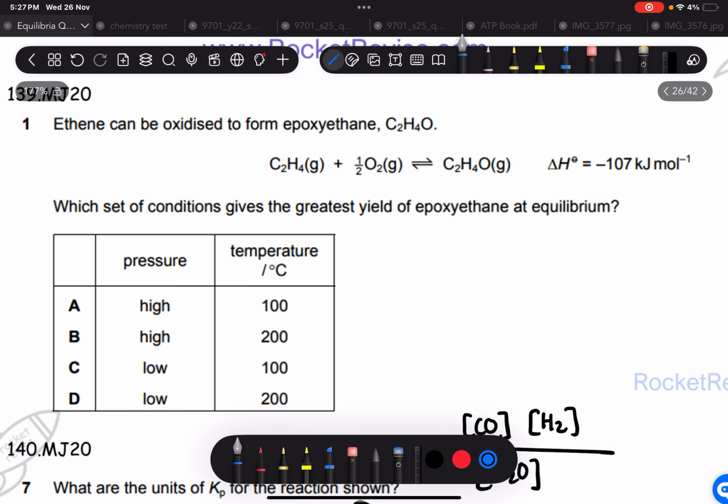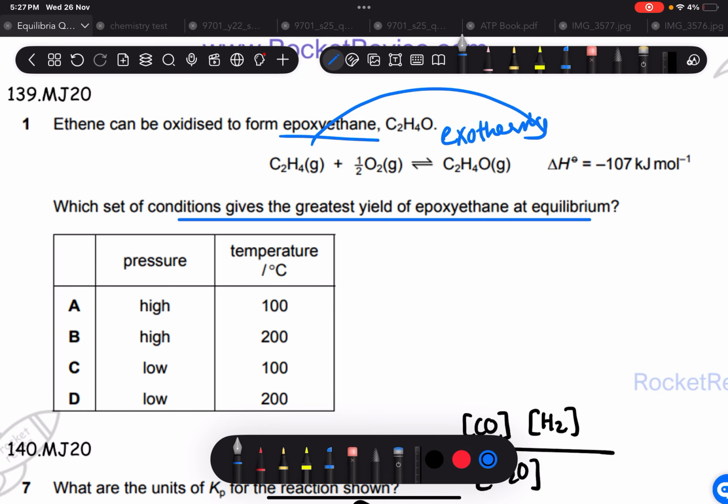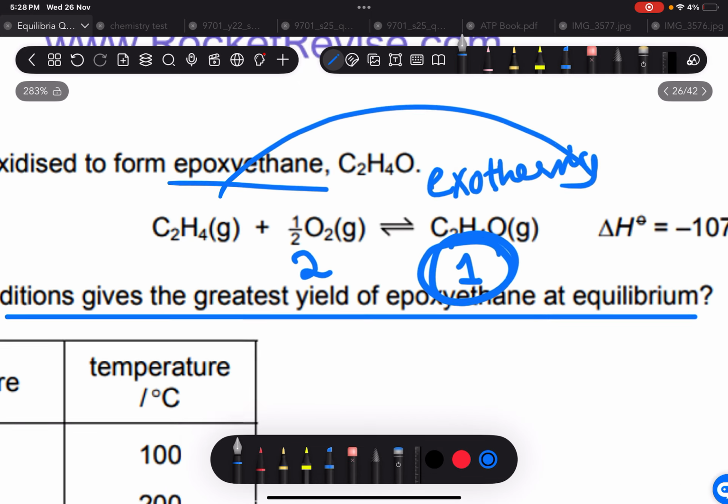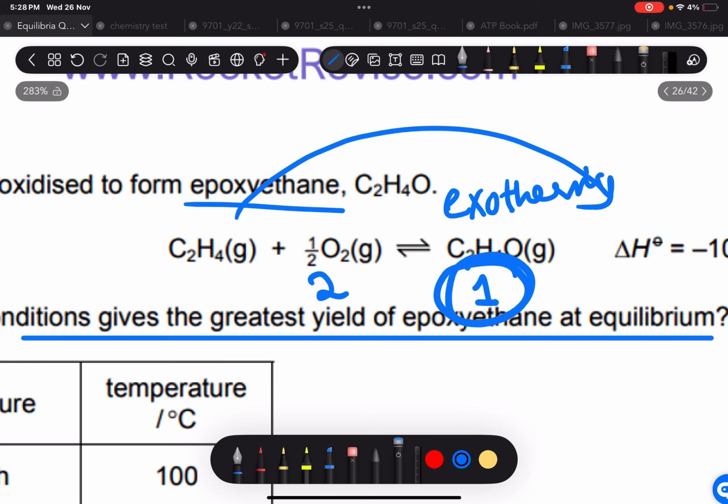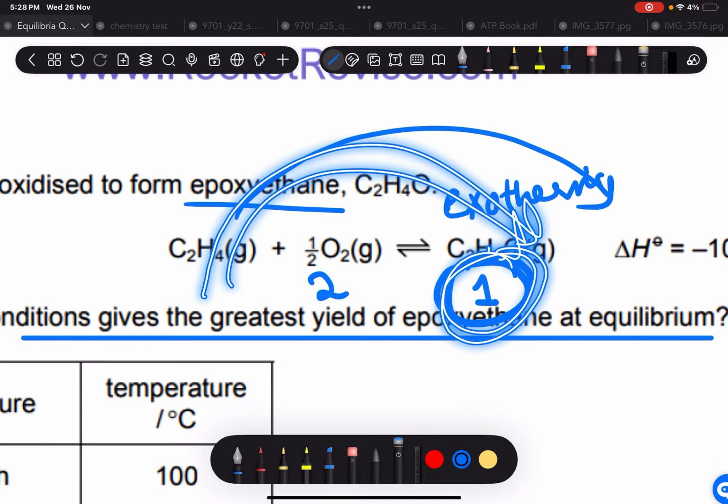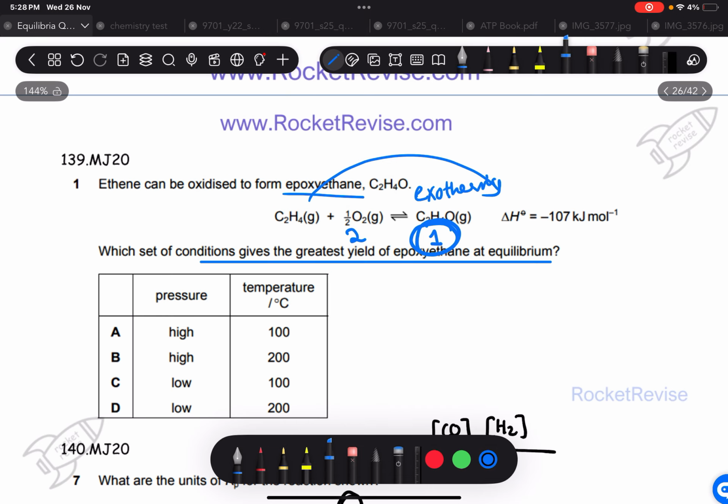Ethene can be oxidized to form epoxyethane. The forward reaction is exothermic. Which set of conditions gives the greatest yield of epoxyethane at equilibrium? Pressure. 2 moles on this side, 1 mole on this side. You need more of this. I just told you that when you increase the pressure, it moves the equilibrium towards the side with fewer moles. This side has fewer moles. So if we want the equilibrium to move towards this side, what do we do? We need to increase the pressure. So we need a high pressure.